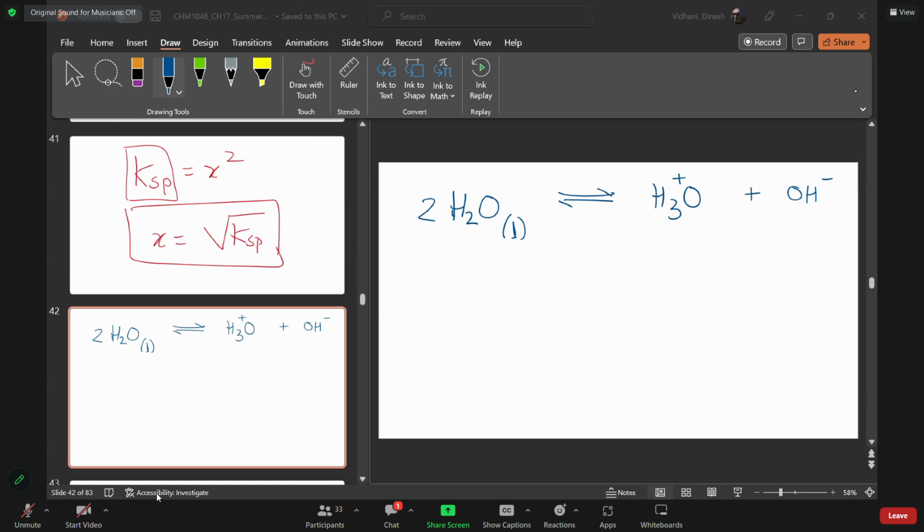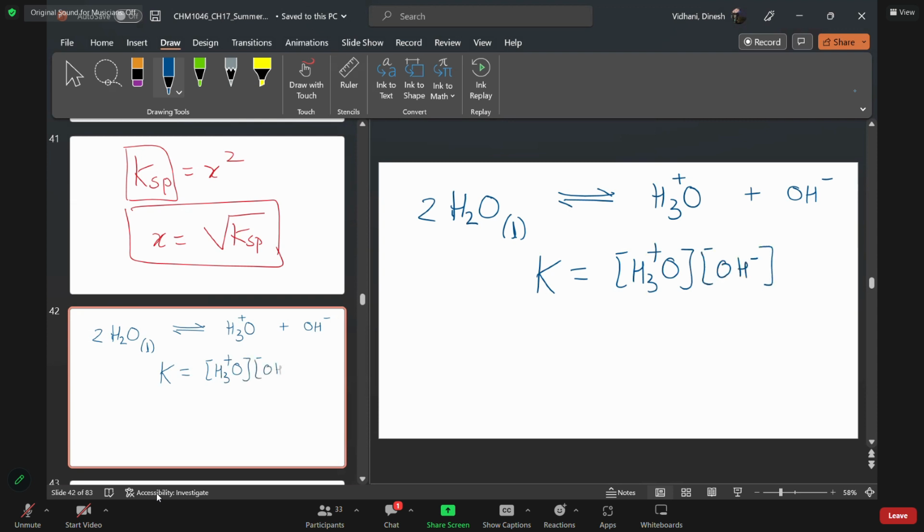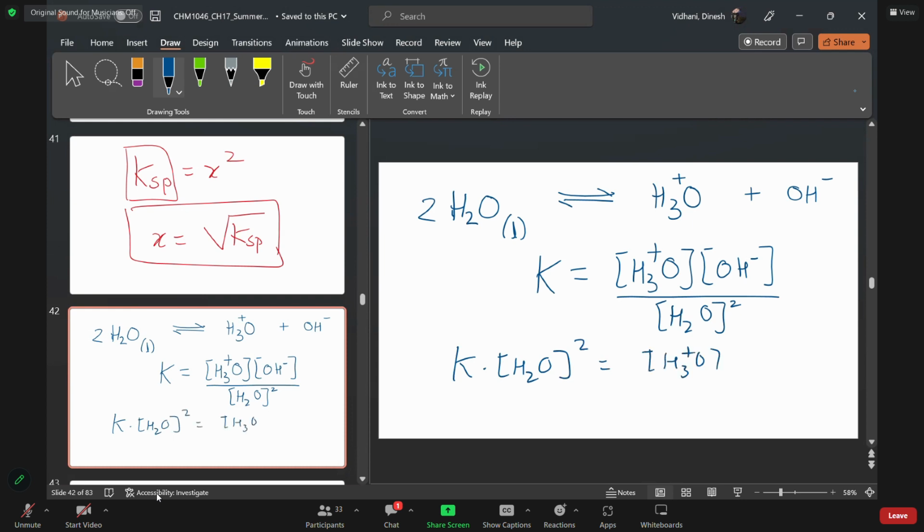Just like what we did before with the equilibrium constant, we write K equals products divided by the reactants. Here the reactant is water. Since water is present in bulk, its concentration is practically not changing. So that's what we did last time. What we came up with was K multiplied by water, which equals the hydronium ion concentration times the OH minus ion concentration.